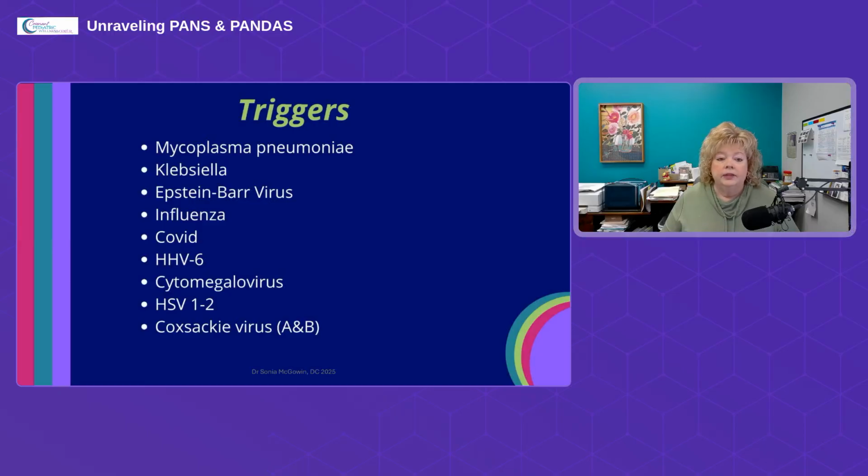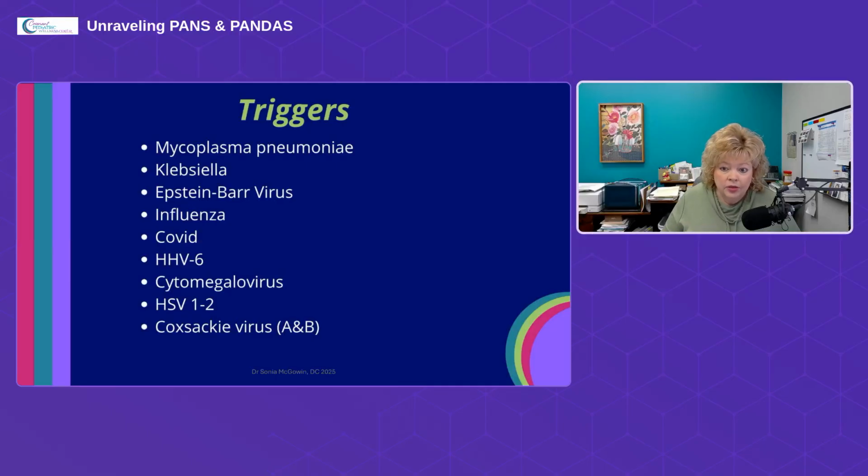Other triggers. Second most common is mycoplasma. So mycoplasma is the bacteria that gives us walking pneumonia. After strep, it is the next most common trigger. In my practice, probably the third most common trigger that I see is Epstein-Barr virus. So that's the virus that would give you mono. It would also give you chronic fatigue syndrome. It's exceedingly common even in young kids.